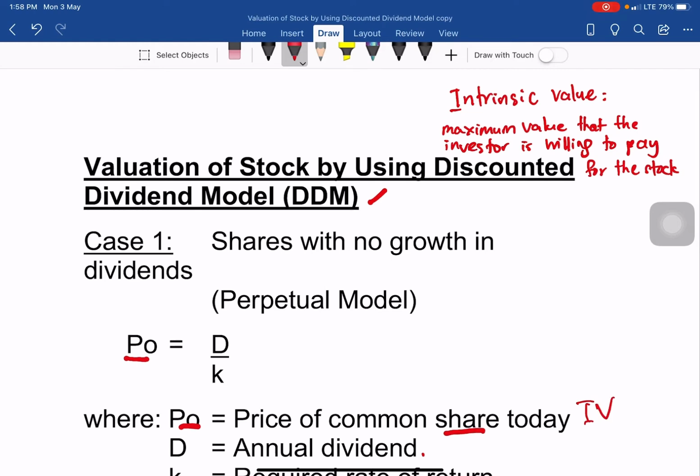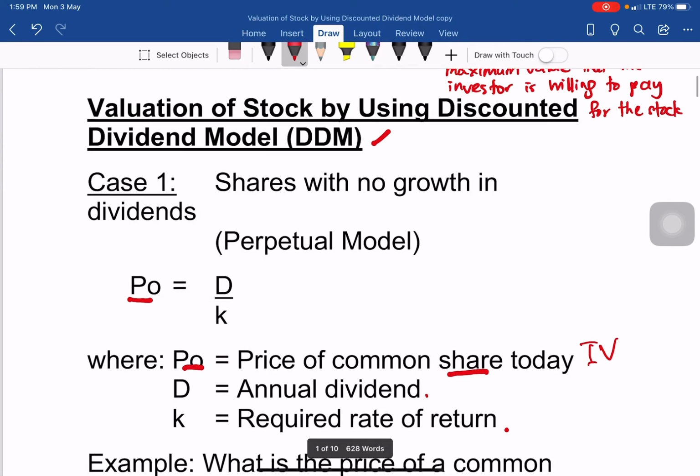So before we go further, what is the intrinsic value? This is the meaning of the intrinsic value: the maximum value that the investor is willing to pay for the stock. Alright, so let's have a look at case number 1.